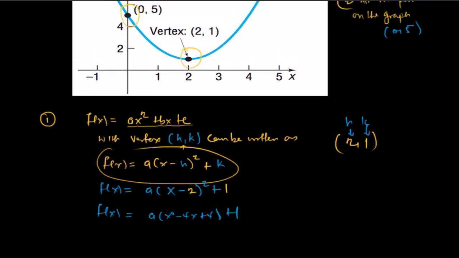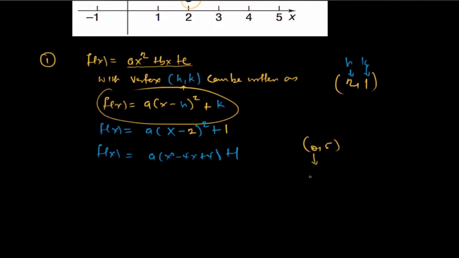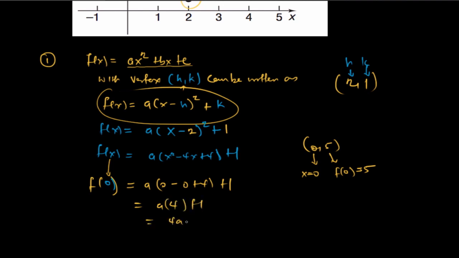And then we are also told that another point on the graph is (0, 5). An interpretation of this coordinate is that when x is 0, then f of 0 is 5. That's exactly what this means. So let's see how I'm going to implement this. f of 0 equals a times (0 squared minus 4 times 0, that's 0, plus 4), then plus 1. So this is going to give us a times 4, plus 1, that is 4a plus 1.